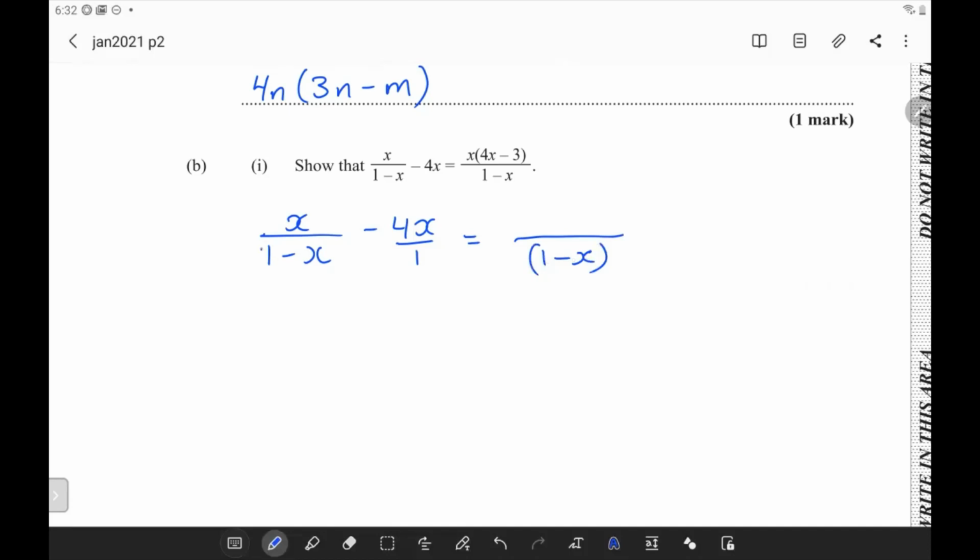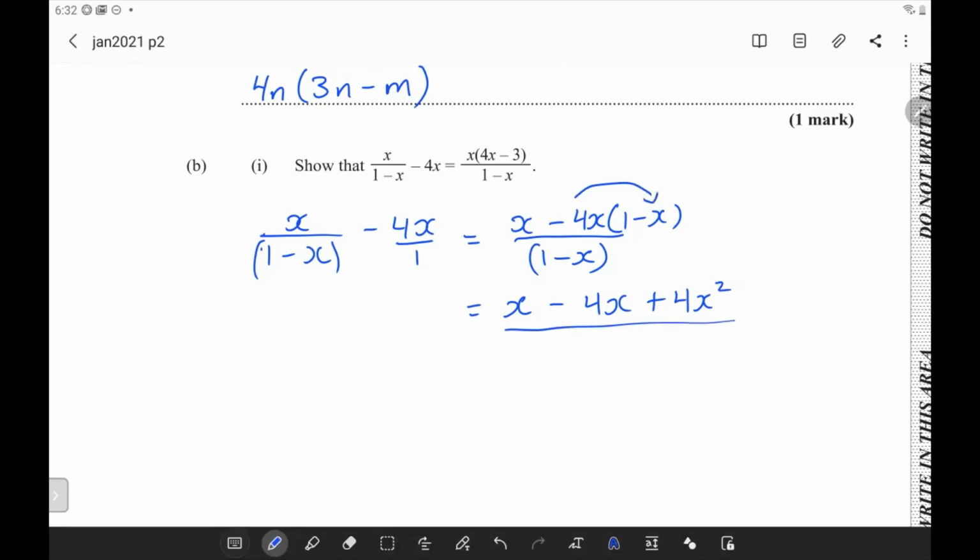So we have 1 minus x into 1 minus x is 1. 1 by x is x. Minus 4x. Now, 1 into 1 minus x is 1 minus x. So we have to multiply the 4x by 1 minus x. Expanding, we have x minus 4x plus 4x squared, because negative by negative is positive. And that is all over 1 minus x.